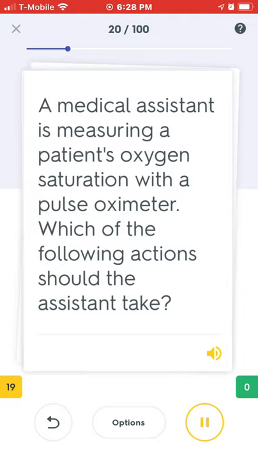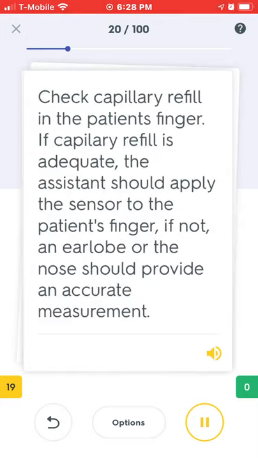A medical assistant is measuring a patient's oxygen saturation with a pulse oximeter. Which of the following actions should the assistant take? Check capillary refill in the patient's finger. If capillary refill is adequate, the assistant should apply the sensor to the patient's finger. If not, an earlobe or the nose should provide an accurate measurement.